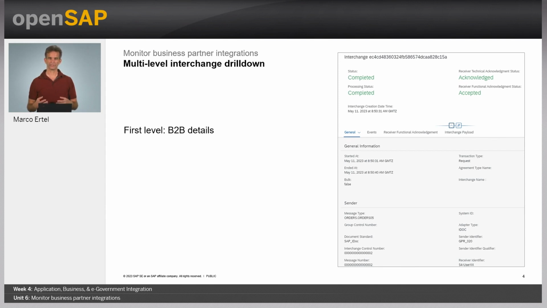You also see the information when the message handling started, when it ended, what kind of transaction type it was, with whom you have sent that message, what the adapter type was, which control number has been used, what kind of format you have used, and much more. And on the tabs you also see the event tab, the acknowledgement tab, and the payload.